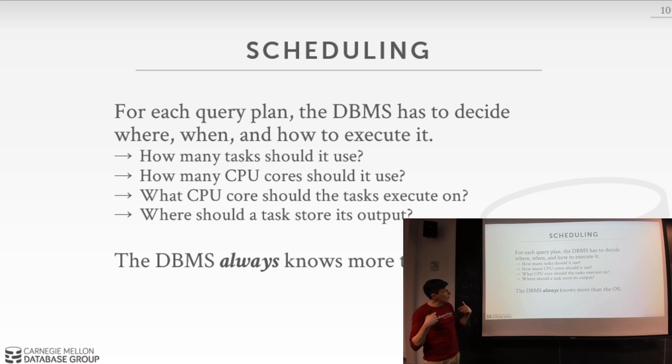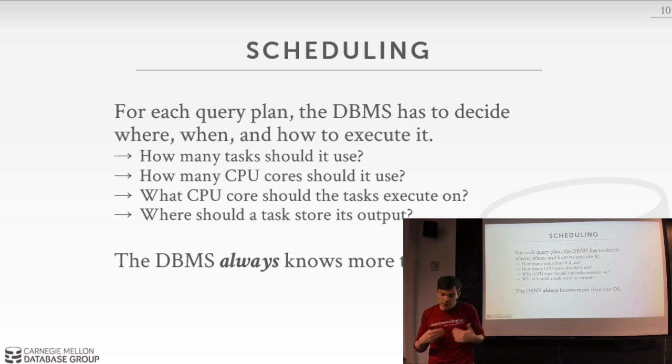And then when we say we have these tasks, now we need to decide what CPU cores they should execute on, and where should the output of the task, like its intermediate result from the operator, where should we store them so that the next task that may need to consume them can find them.